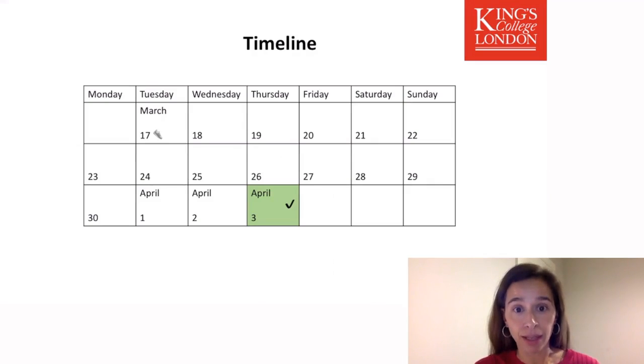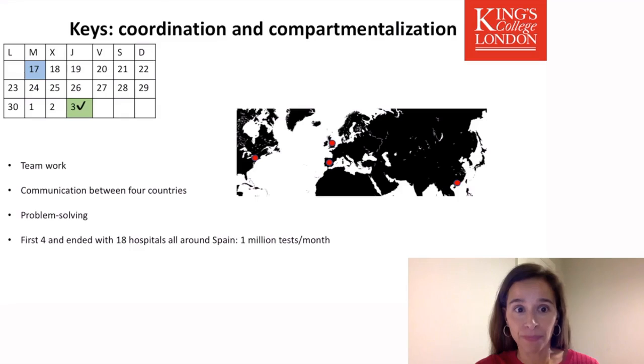The timeline, the calendar that I've been showing, is the timeline that it took us to bring the first 4 systems to Spain. We started a group to gather our expertise and time on the 17th of March. And on April the 3rd the first 4 installations landed in Madrid, 2 to go to Barcelona and 2 to stay in Madrid.